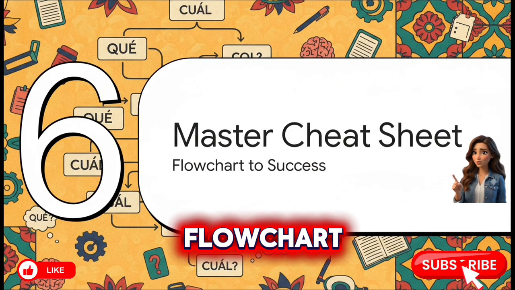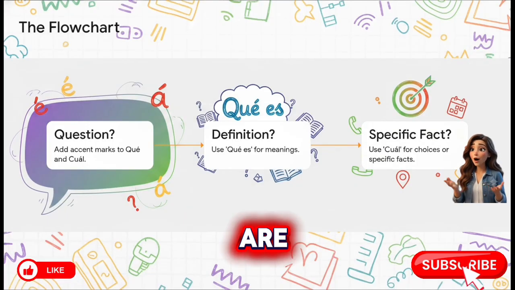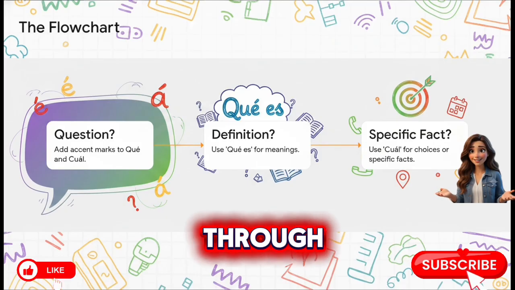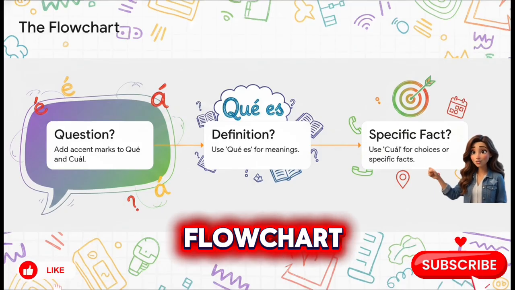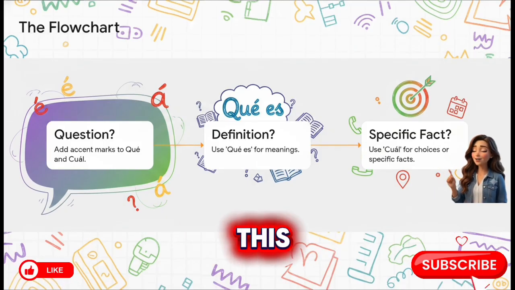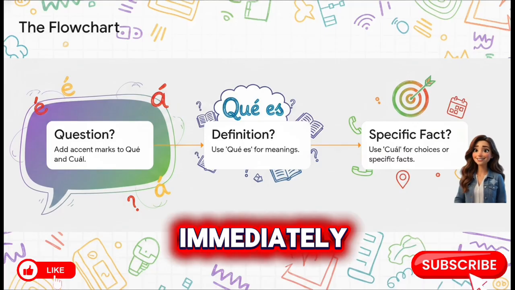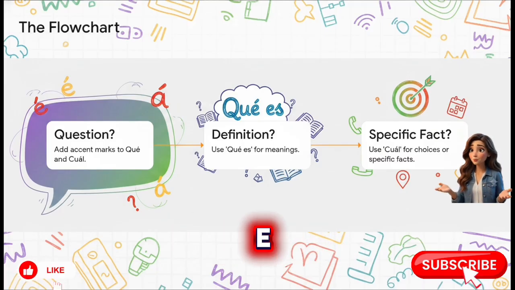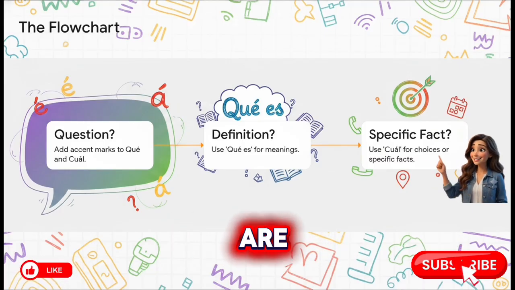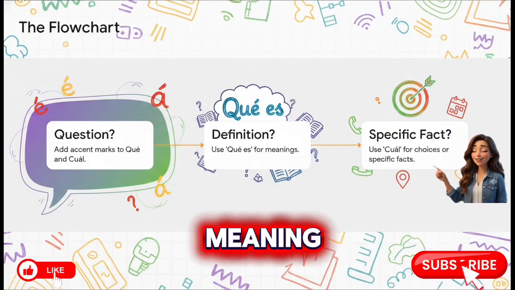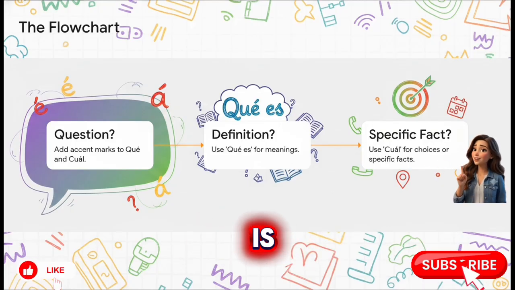This is your flowchart to success. Whenever you are speaking or writing, I want you to run through this super quick mental flowchart. Step 1, ask yourself, is this a question? If yes, immediately visualize those written accent marks on the E and the A. Step 2, are you asking for the definition or meaning of a word? If yes, your go-to is ¿qué es?